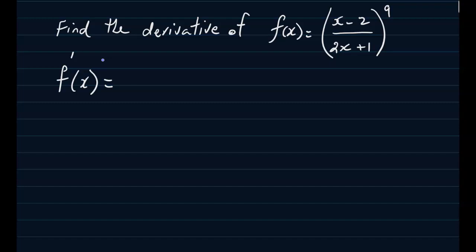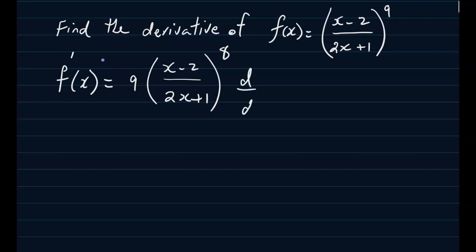So 9 comes to the front, and we get (x minus 2)/(2x plus 1), and then the exponent becomes 8. And then I'm going to use the Leibniz notation. This becomes d/dx. That means now we have to multiply the first term by the derivative of the inside of that bracket. I'm just going to put it as d/dx of (x minus 2)/(2x plus 1), and then we're going to rewrite it again.